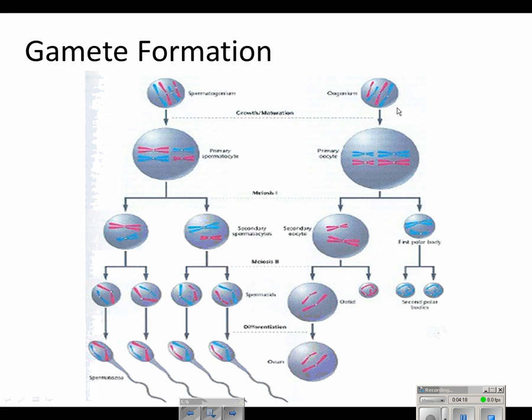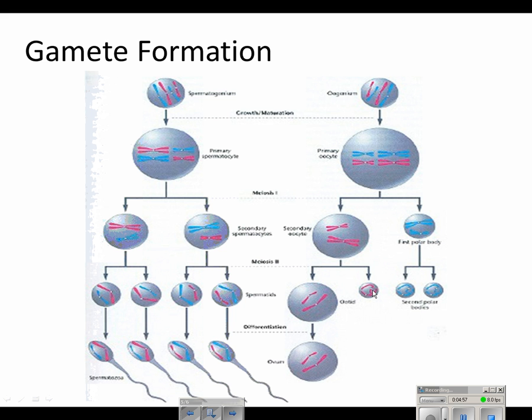In oogenesis, gametogenesis in females, we start out the same way, but the egg cell is much bigger than the sperm cell, and it happens in this process. There's going to be one cell that has the majority of the cytoplasm, and that's needed in order for the embryo to develop. The sperm, in comparison to the egg, is quite small, but it still has the same number of chromosomes. So in oogenesis, we get one egg cell and three polar bodies, which are smaller cells that are going to be discarded. These aren't going to be used for reproduction.